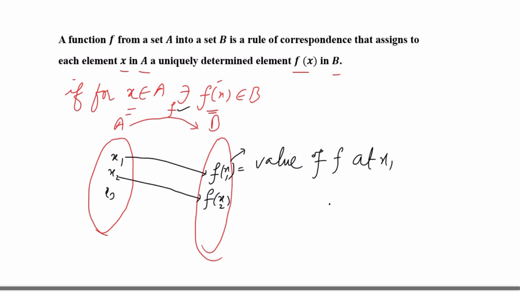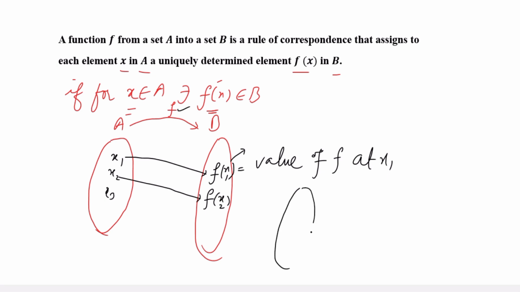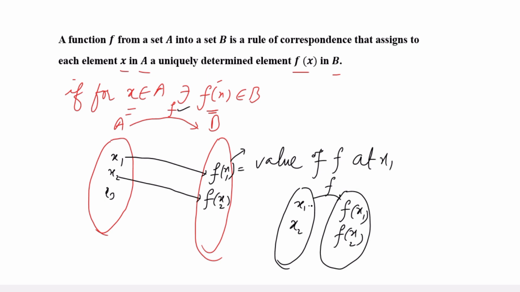But on the other hand, suppose this is x1, this is x2, this is f of x1 and this is f of x2. Suppose when you apply f on x1, you get two values and both are attached with x1, meaning at x1 it gives f of x1 and f of x2. Then such a correspondence, according to the definition, is not a function.